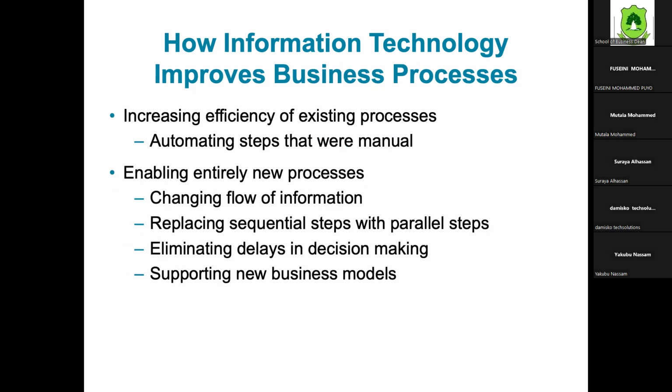increasing efficiency of existing processes. It is incremental, right? You have been doing that, but you now want to do it better. As opposed to this one, enabling entirely new processes, transformational. You are changing everything to new processes. These are the two main ways it can improve business processes.